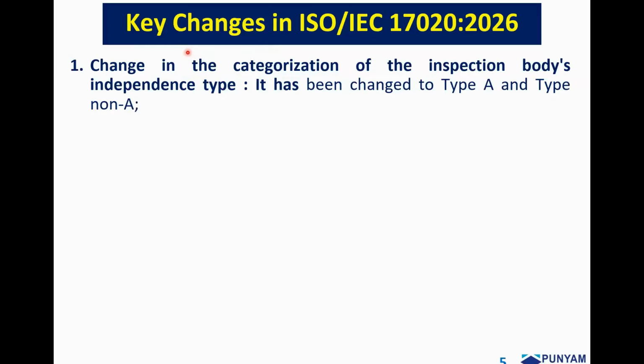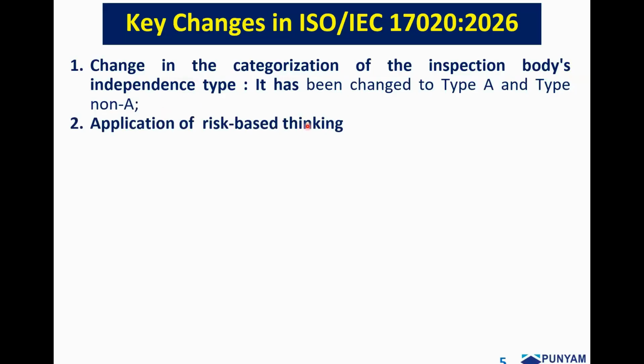The first and most important change they have made is related to the independence type of the inspection agency. In the earlier standard it was type A, type B and type C inspection agency, but now it has been changed to type A and type non-A. Type A means a totally independent inspection agency, and type non-A means it is involved in some of the processes of production, design, development, etc. So this is the first change.